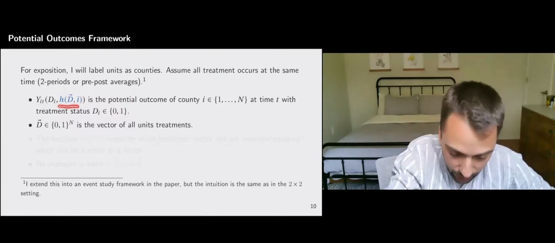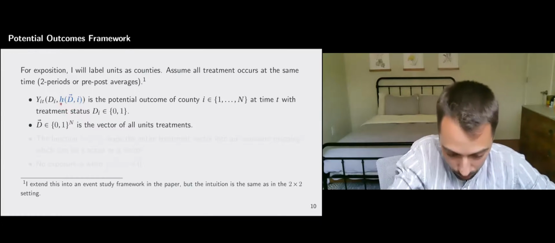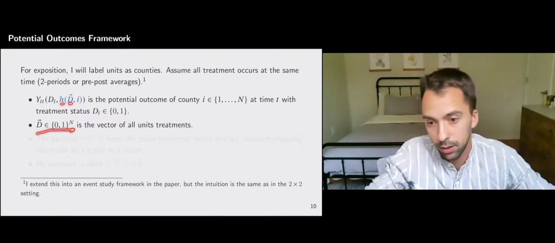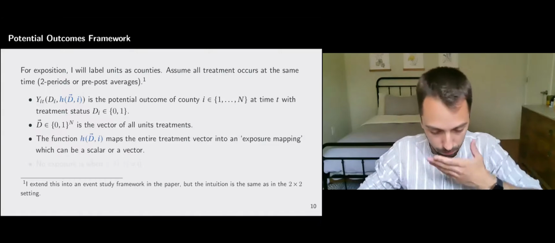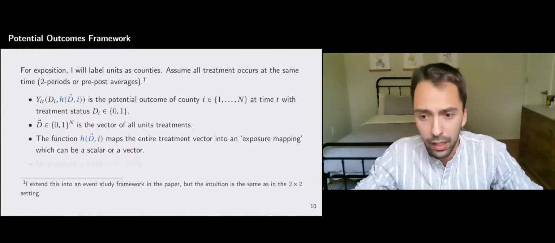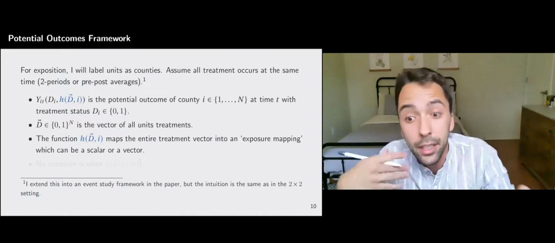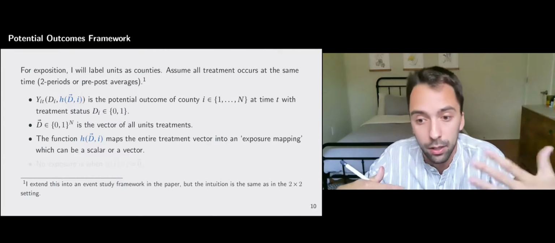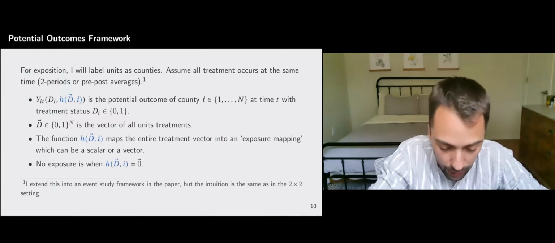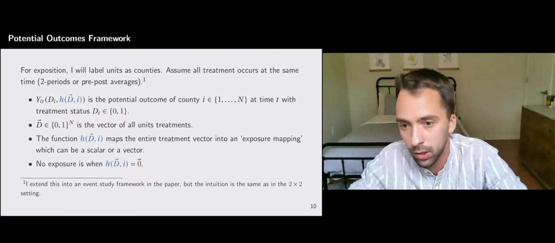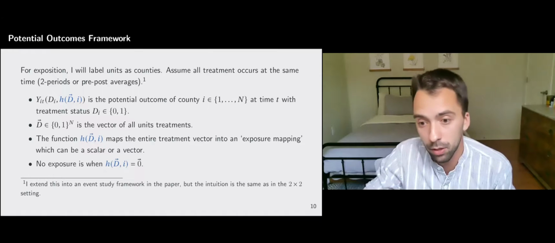Then I'm going to introduce this next thing, which I'm going to call the exposure mapping. It takes the entire vector of treatment assignments, a 0-1 variable for each of all n units, and summarizes this into either a scalar or a vector. This exposure tells you how near or how affected by nearby treatment you are. In particular, we're going to normalize and say that no exposure is the 0 scalar or the 0 vector. Because this is hard to think about, I'm going to give you some examples of exposure mappings.